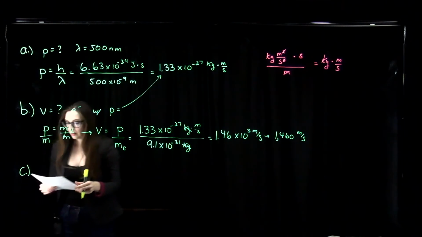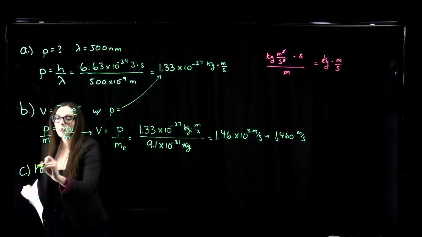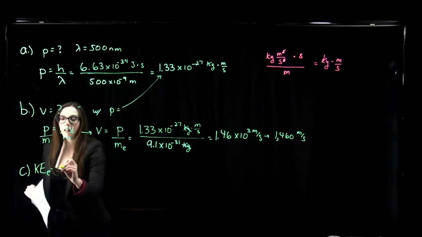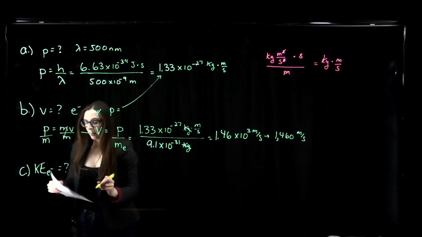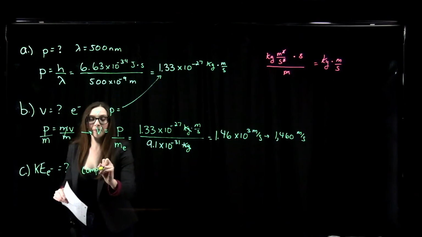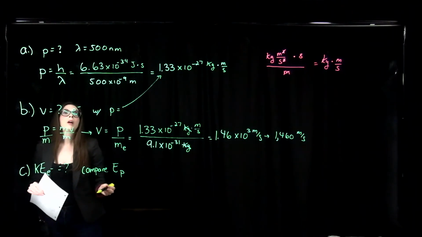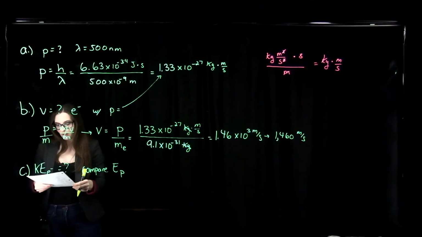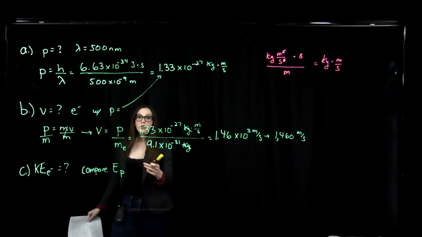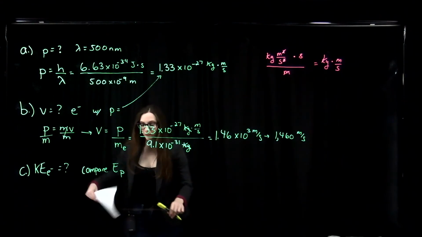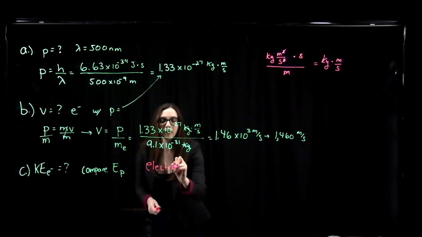Now for part C. What is the energy of the electron? So we'll be looking for the kinetic energy of my electron. What is that, and how does it compare to the energy of the photon? We already found earlier, oh no, we didn't yet find the energy of the photon. So we're going to have to calculate both of those. Okay, so let's find the kinetic energy for our electron.